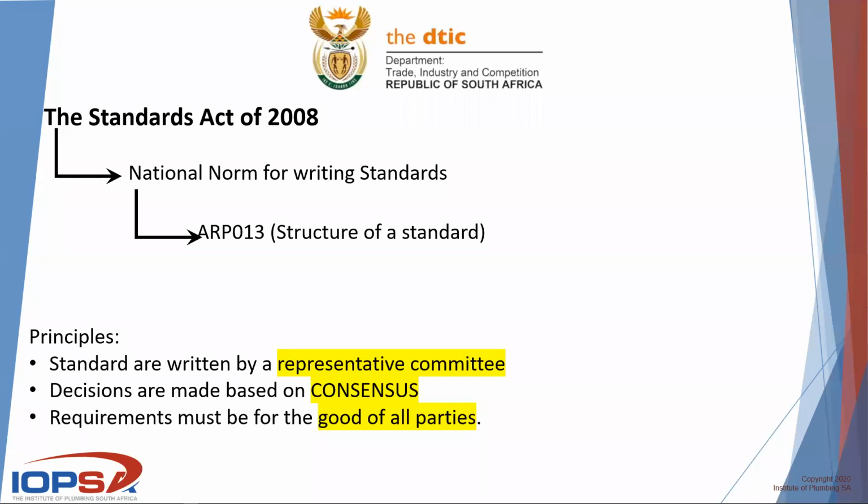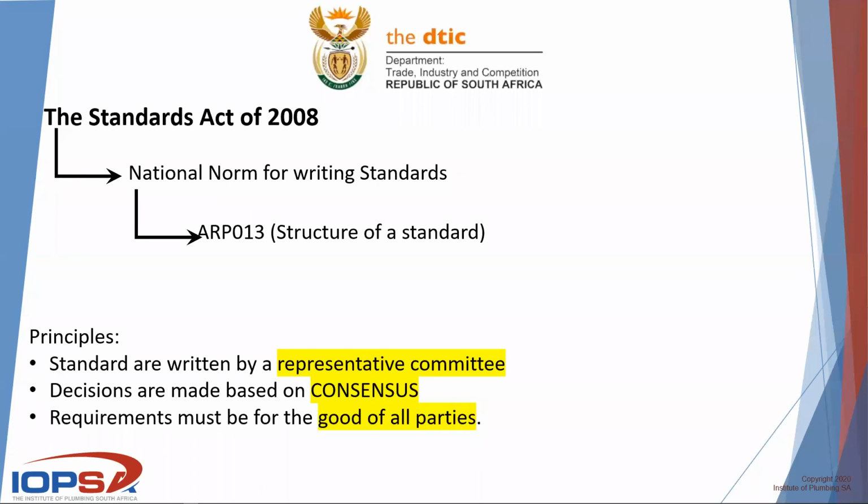So under the Department of Trade, Industry and Competition, the DTIC, the Standards Act has been published. It's been there before; the latest version is the 2008 version. That act specifies that the document, the national norm, be written, and that SABS shall administer standards, shall create standards, amend standards as per the national norm.